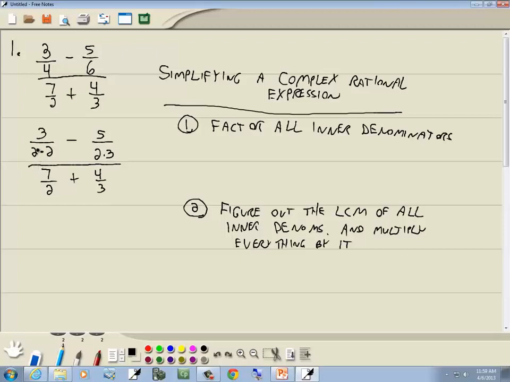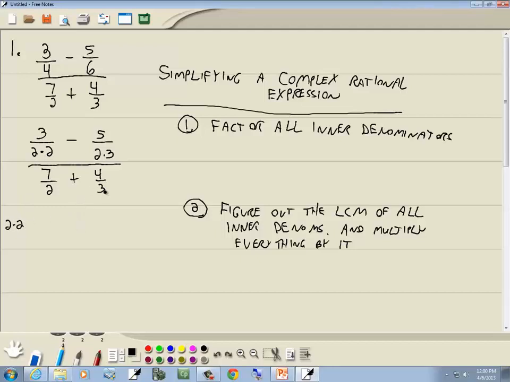Let's start with our first factor, the 2. Now we're looking for the greatest number of 2's in any single inner denominator. We've got 2 of them here, 1 of them here, 1 of them here, 0 here. So the greatest number of 2's in a single inner denominator is 2 of them. So we're going to have 2 of them.